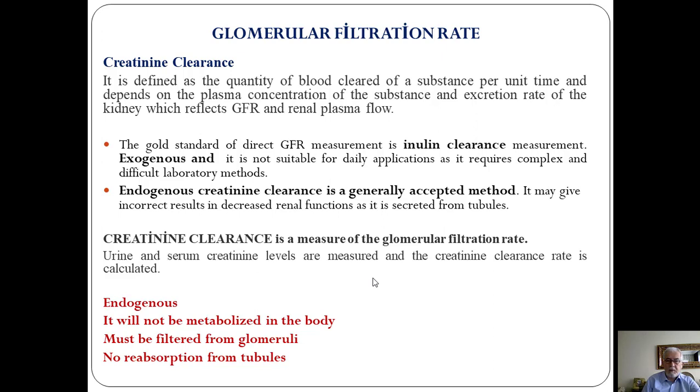Also, we have some molecules for calculating glomerular filtration rate. The first is inulin, called inulin clearance. It is the gold standard of direct GFR measurement, but it has some disadvantages, such as it is an exogenous molecule. It's not suitable for daily application as it requires complex and difficult laboratory methods. For this reason, we need some endogenous molecules. These molecules must not be metabolized in the body, must be filtered from the glomeruli, and have no reabsorption from the tubules.